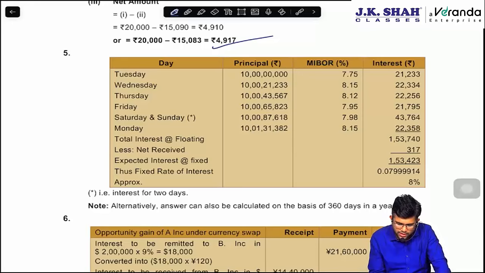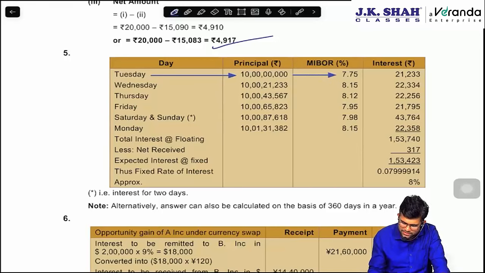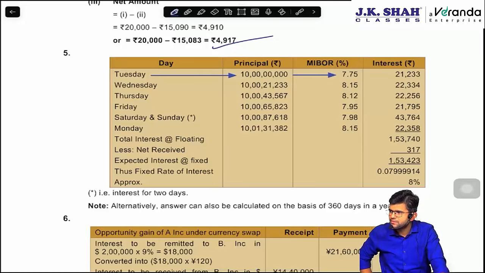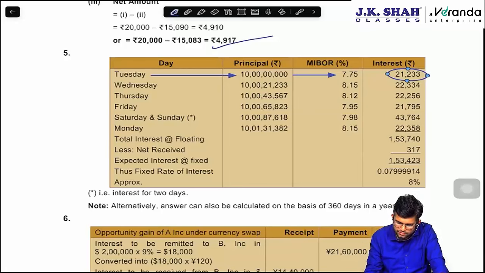Let's go slow. Tuesday, first day. Principal, can I say 10 lakh? 10 crore, sorry. MIBOR 7.75% is the first MIBOR given to you, correct? This is applicable for how many days? Very good. Get me this number on the calculator. What did you do? 10 crore into 7.75% into 1 by 365.